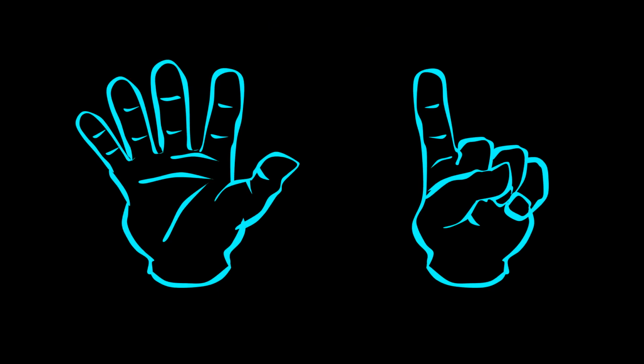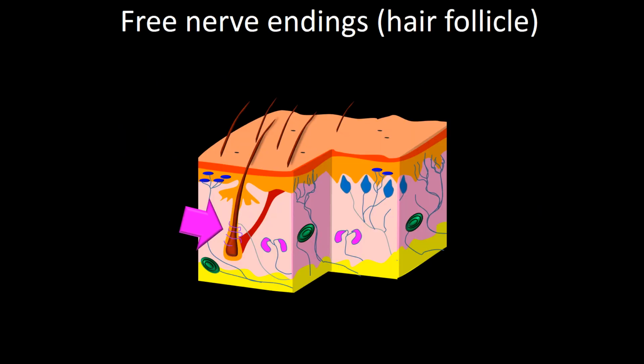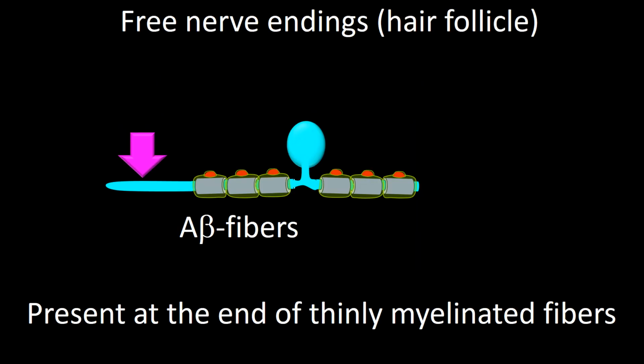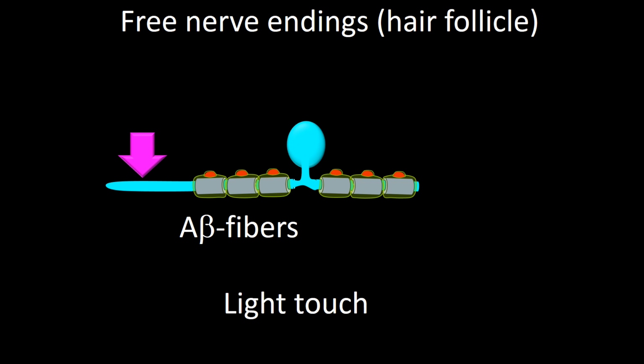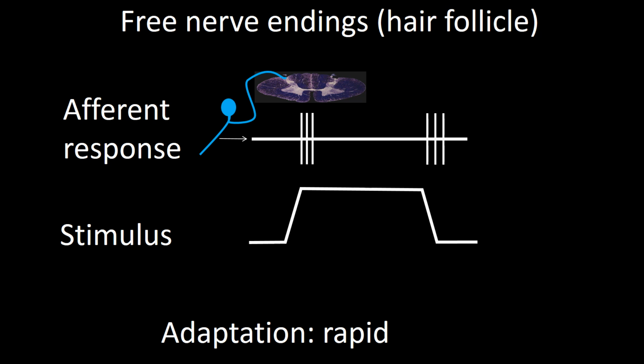The sixth type of receptor I will mention are those consisting of free nerve endings winding around hair follicles. These receptors are supplied by A beta fibers. This receptor responds to light touch and hair bending. Free nerve endings attached to hair follicles are quick to adapt, as indicated in this frame.